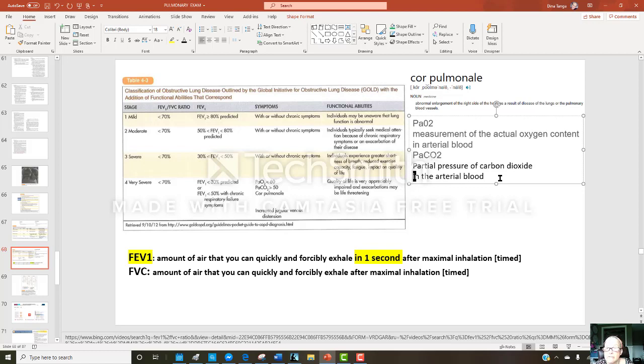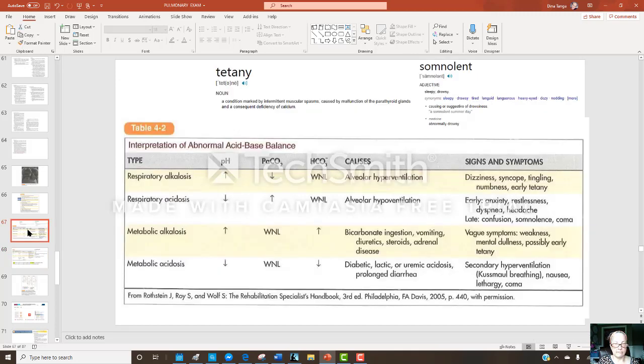So the measurement of actual oxygen content in arterial blood is less than 60, and the partial pressure of carbon dioxide in arterial blood is greater than 50, and cor pulmonale is abnormal enlargement of the right side of the heart as a result of disease of the lungs or the pulmonary blood vessels. Okay, so we went over that already.